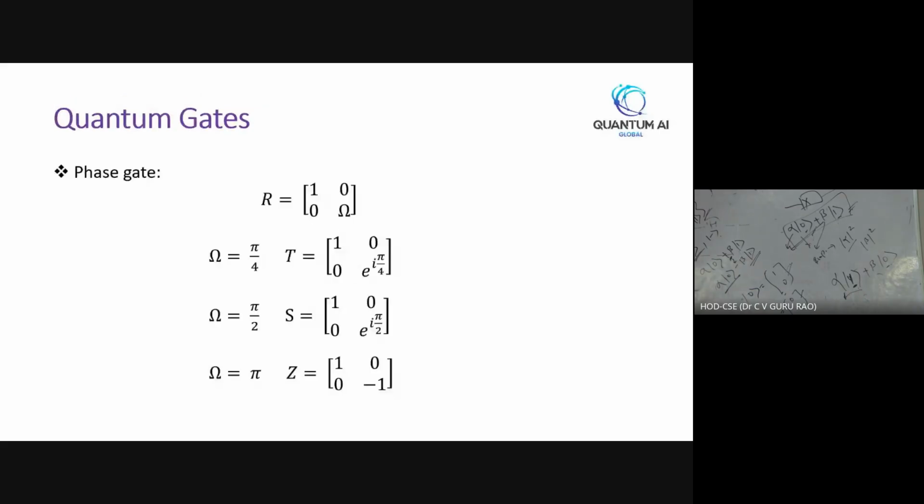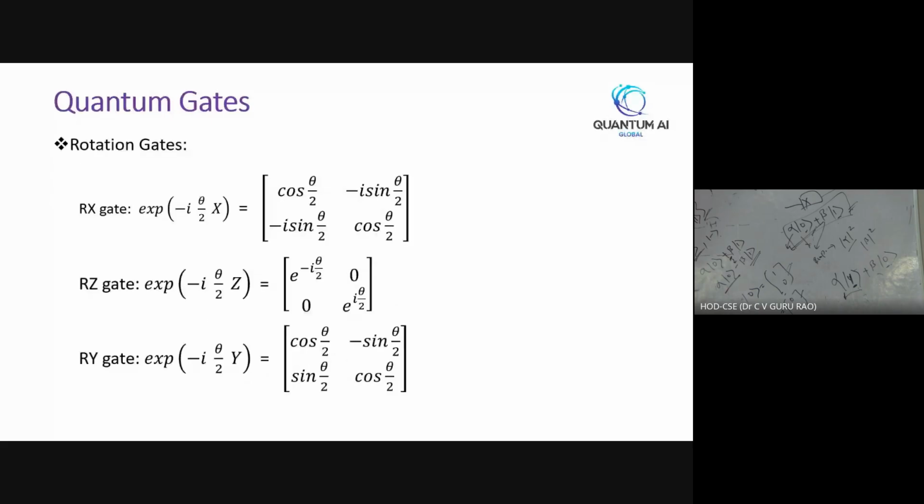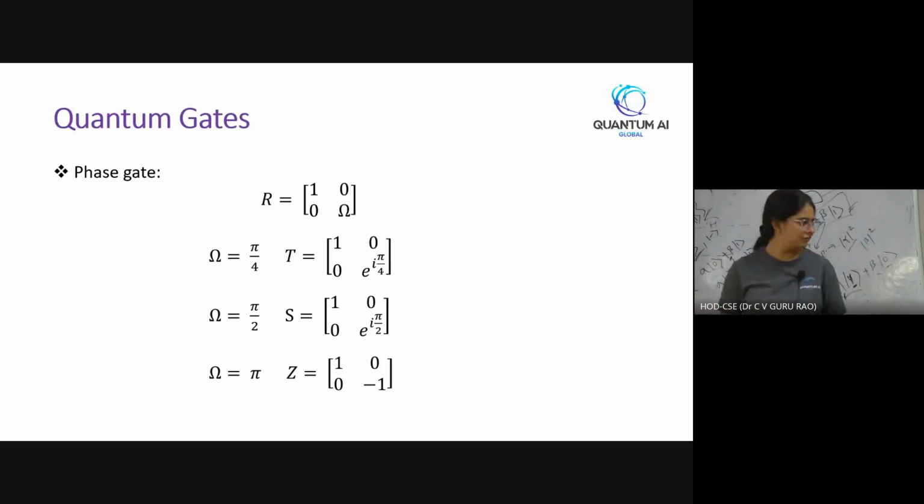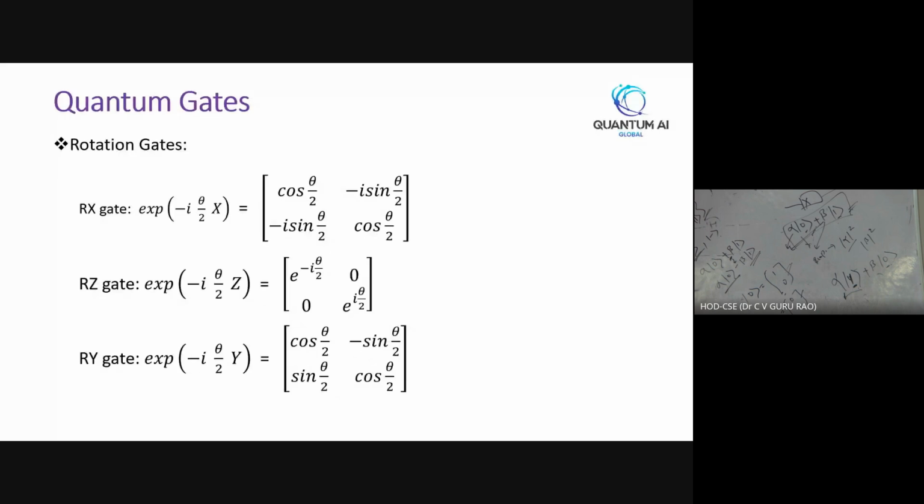Here I'm seeing rotation gates, and there I'm seeing, okay, now it is okay. Okay, so next, I think it is, as it is from Google Meet, ma'am, it has a delay of 2 seconds. Okay, sorry.